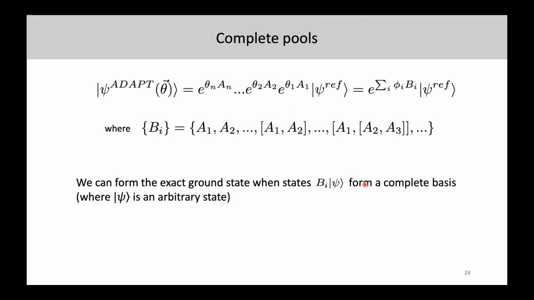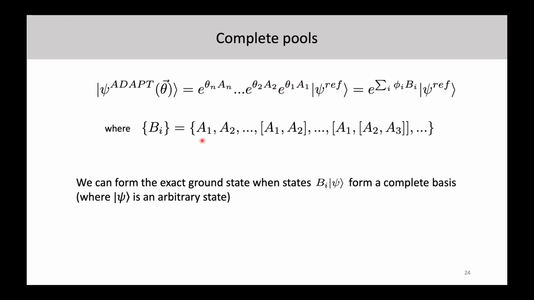So this led us to the idea of complete pools. What is the smallest number of operators in the pool we need to guarantee that we can take any initial state to any final state? This is a relatively straightforward exercise in group theory and Lie algebras in particular. If I have an ADAPT-type ansatz where I have a sequence of exponentiated pool operators acting on a reference state, then the question is, what kinds of terms can I generate by looking at the commutators, and the commutators of commutators, of these pool operators?